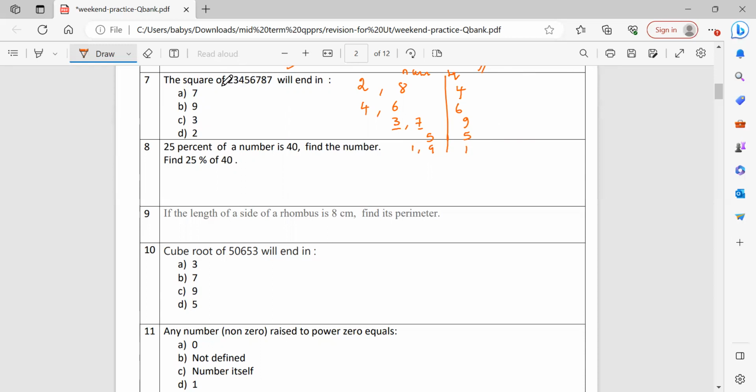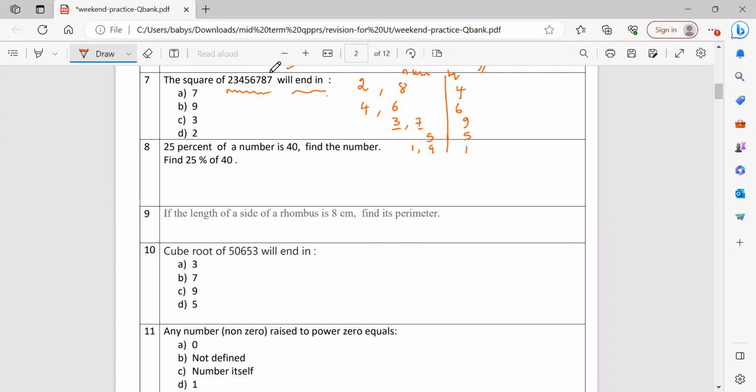So now, given that the square of... see now, this is a sum where I used to see students actually working out, some of them. It's not required. Nobody's asked you the square of the number. See, go with the question. The square of the number will end in, isn't it?